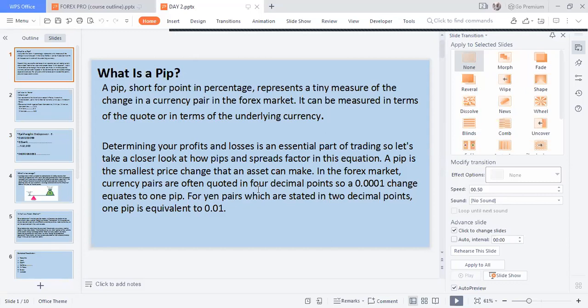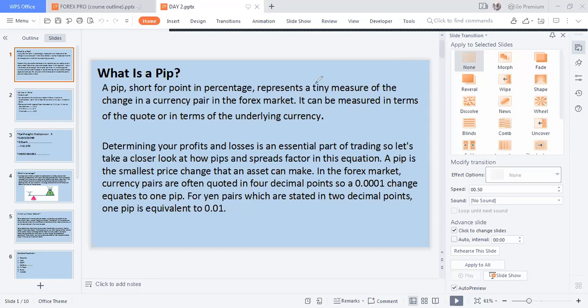In the forex market, currency pairs are often quoted in 4 decimal points. And so a 0.0001 change equates to 1 pip. For yen pairs, which are stated in 2 decimal points, 1 pip is equivalent to 0.01. Let me quickly start and explain what I'm trying to do. I will still give you these PDFs.